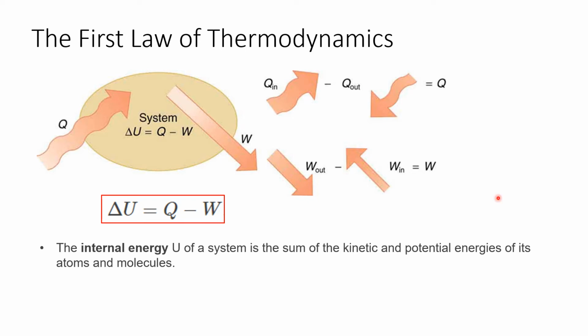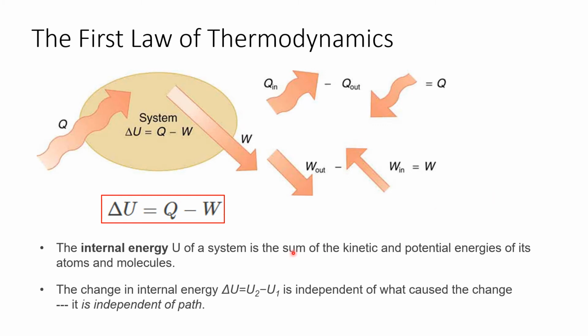One important characteristic of the internal energy U is that the internal energy of a system depends only on the state of the system and not on how it reached that state. In other words, the change in internal energy, delta U equals U2 minus U1, is independent of what caused that change, and it is independent of path.